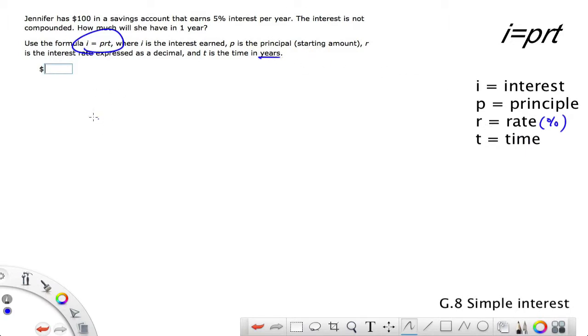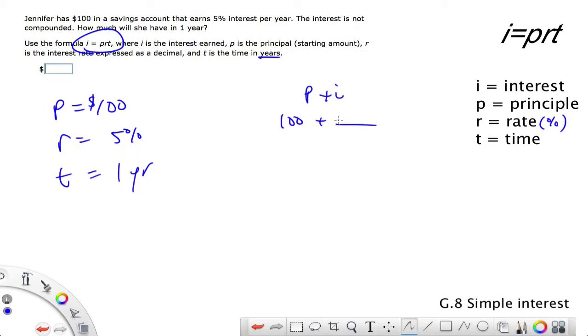So we start with this question of, she has $100 in a savings account, so P equals $100. That earns 5%, so that's our rate, 5% per year. The interest is not compounded. How much will she have in 1 year? So time, T equals 1 year. It says how much will she have? That means they want the total, the principal, plus the interest. So the principal is 100 plus, in this case, PRT. So we just have to figure this part out, okay?